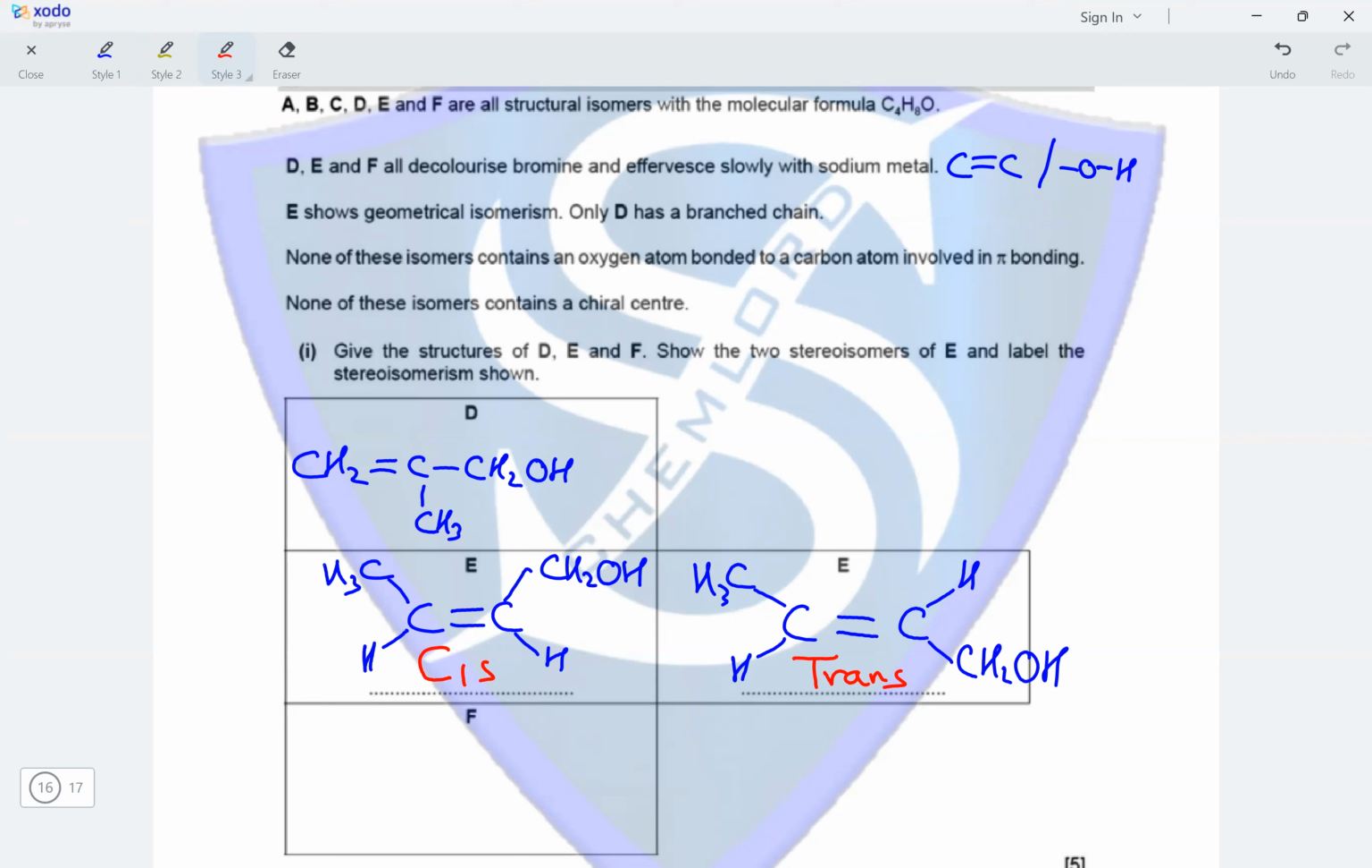And as for compound F, it has to have a double bond between the first and the second carbon atom, CH2 double bonded to CH. It should not have branching and it should have a primary alcohol. So we can introduce CH2 in between CH and the terminal CH2OH group. So here we have a straight chain compound with a double bond between the first and second carbon atom, eliminating formation of cis and trans isomers, and an OH group present on the other terminal of the carbon chain.